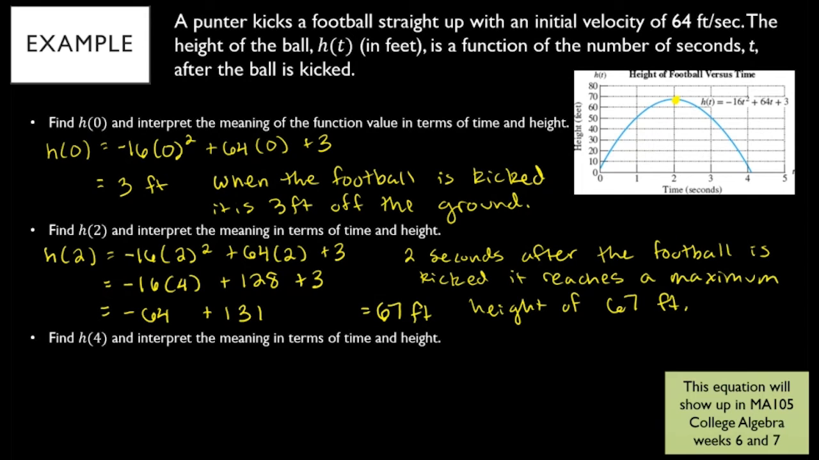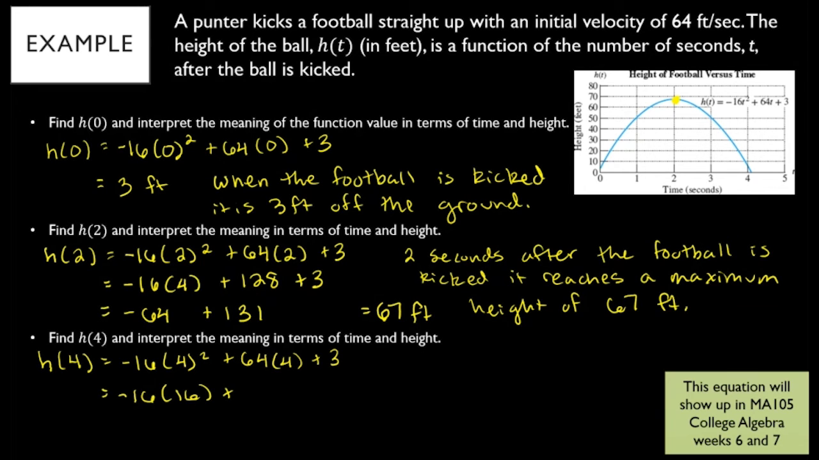So now find h of 4 and interpret the meaning. So h of 4 is now we're going to replace t with 4. So we have negative 16 times 4 squared plus 64 times 4 plus 3. And if you look at the graph, it's going to be close to 0. You can see it's not going to be equal to 0 because it hits 0 a little bit off of the graph, but we're going to get something that's close. So 4 squared is 16, so we have negative 16 times negative 16.